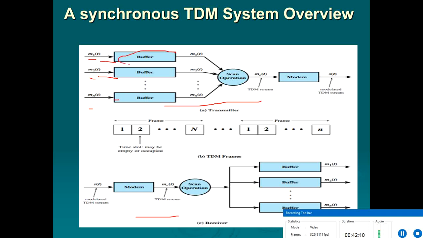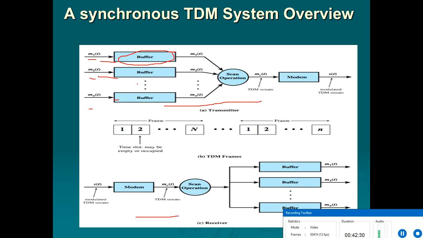Now what is a buffer? A buffer is a temporary memory location for storing data temporarily. So it's a temporary memory location for storing the user's data. The buffers are scanned sequentially to form a composite digital data stream.